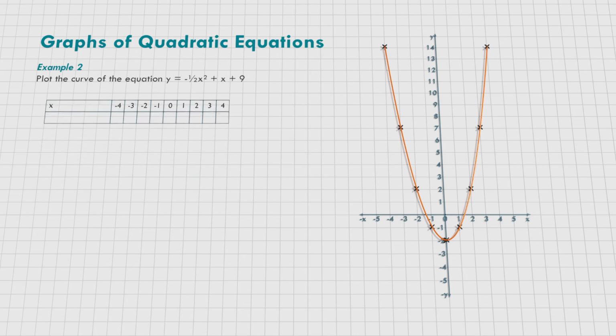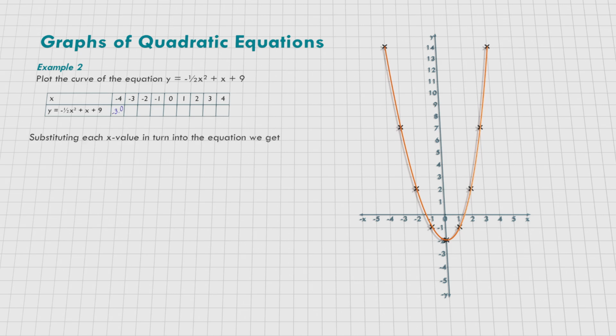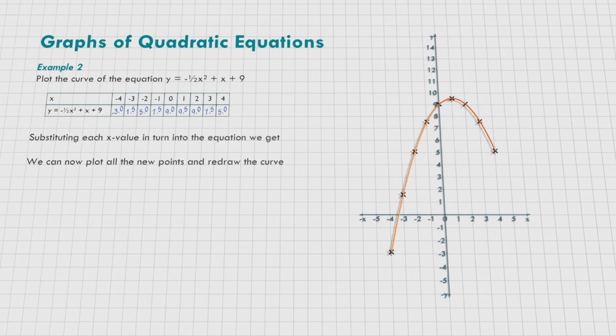Plot the curve of the equation y equals minus 0.5x squared plus x plus 9. Substituting each x value in turn into the equation, we get the following values. We can now plot all the new points and redraw the curve.